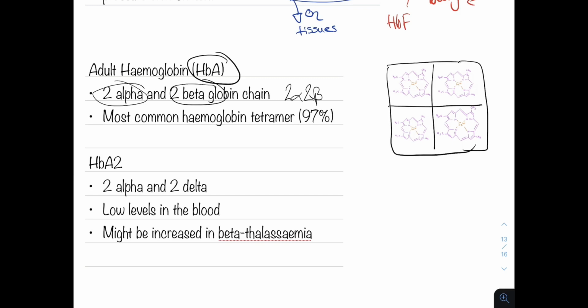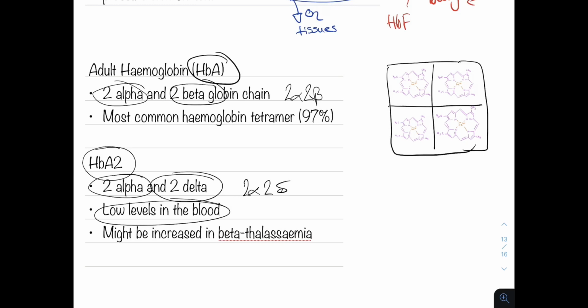A normal variant of adult hemoglobin is adult hemoglobin 2, abbreviated HbA2. This has two alpha and two delta globin chains. So rather than having two beta chains, it has two delta chains. So these here would be delta rather than beta. This is present in very low levels in the blood. It's rather insignificant compared to the HbA.